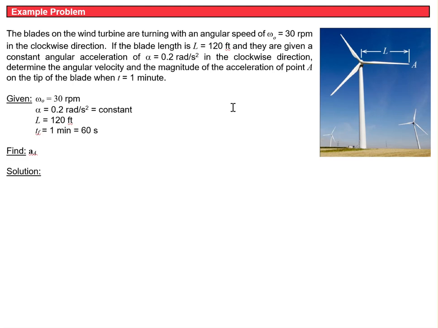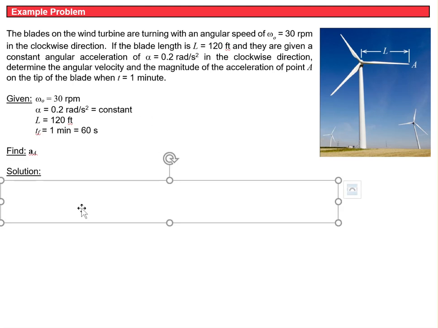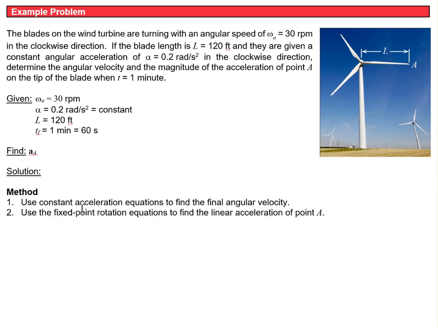So these are angular speeds and angular accelerations, but the equations are essentially the same as if you were dealing with linear speeds and linear accelerations. And since the acceleration is constant, we can use the constant acceleration equations. We're going to use them to find the final angular velocity, the velocity at 1 minute, and then use the fixed point rotation equations to find the linear acceleration of point A out there at the tip.